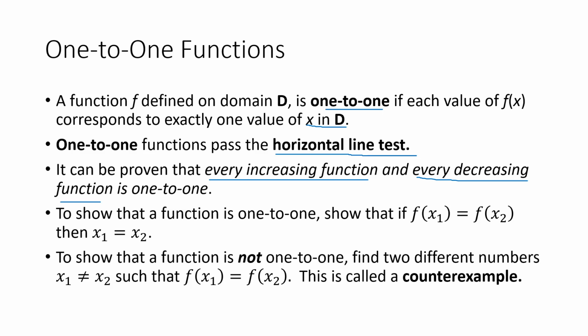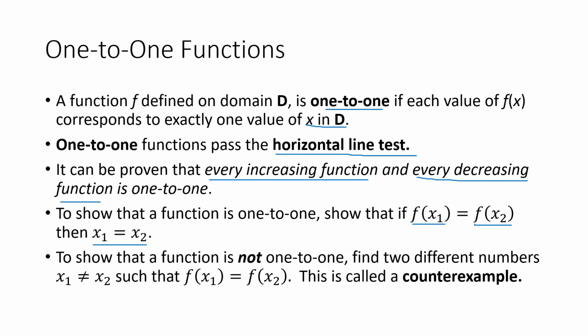So to show that a function is one-to-one, we have to show that if the outputs are the same, then we would have had to have the same input that causes those outputs to be the same. So in other words, if f of x1 for some x1 value is equal to f of x2 for some different x2 value, then those x1 and x2 must be equal as well.